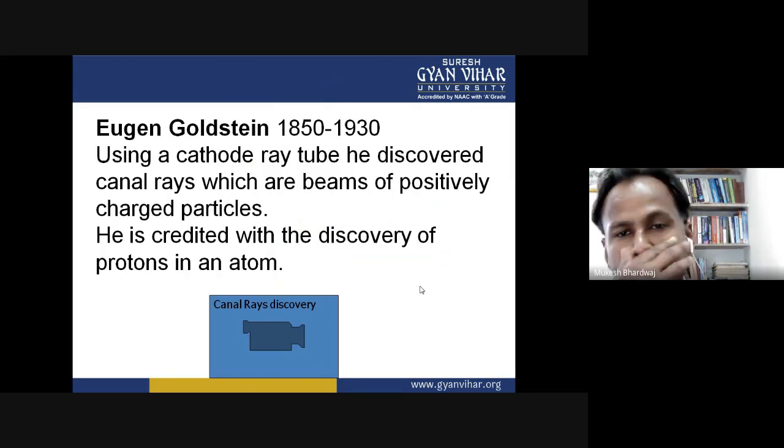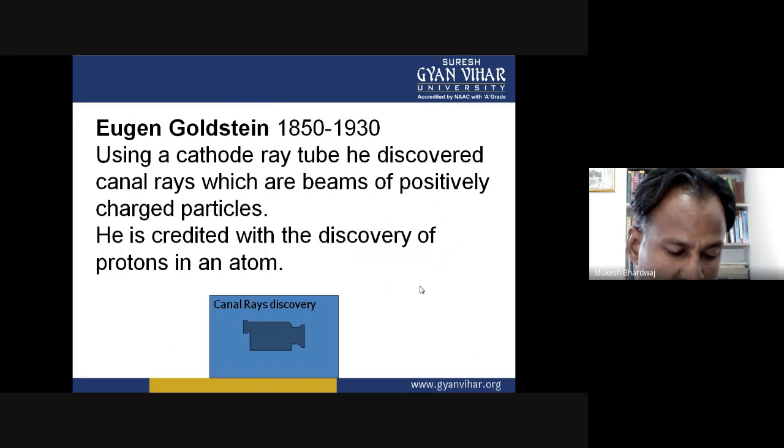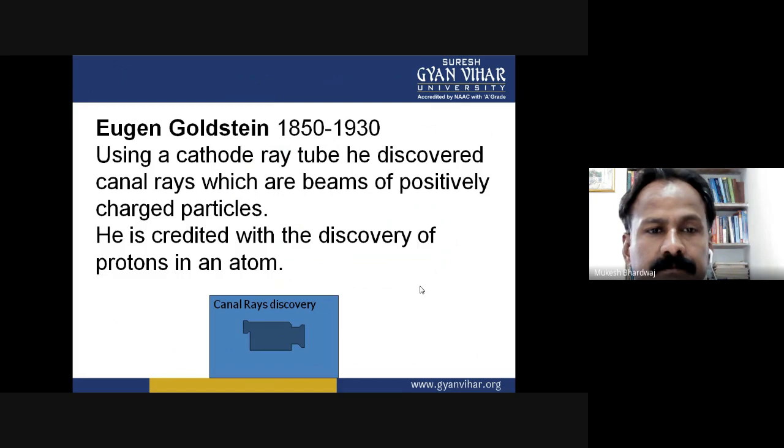Eugen Goldstein, 1850 to 1930, using a cathode ray tube, discovered canal rays, which are beams of positively charged particles. He is credited with the discovery of protons in an atom.